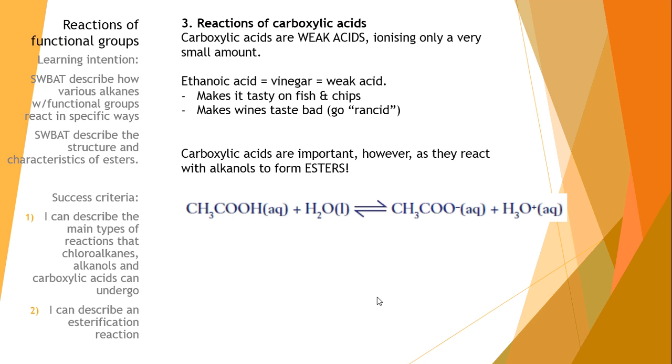Okay, we've looked at chloroalkanes, and the chloroalkanes react to form alkanols. Alkanols then react to form carboxylic acids, and this is where we get to number 3. Carboxylic acids, what can we do with them? Well, we know that they naturally react as a weak acid. Like I said before, ethanoic acid is also known as vinegar, and it's a very weak acid. It makes for very good flavoring to put on your fish and chips, and it makes wines taste bad or go rancid. So ethanoic acid is a very weak acid.